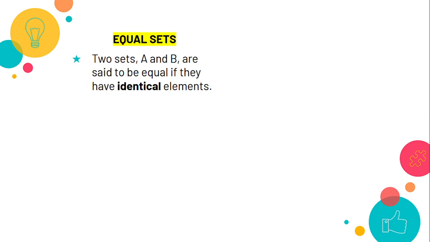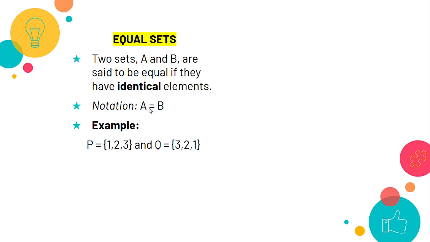Now the next type of set that you need to be familiar with are equal sets. Two sets A and B are said to be equal if they have identical elements, meaning they must contain the same exact elements. And we denote equal sets with just the equal sign, A equals B.